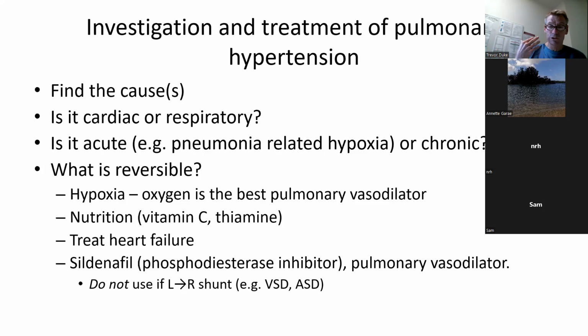I think it's always important to ask this, because usually in children with pulmonary hypertension, there's a bit of it that's not reversible, and there's part of it that is reversible. It might be reversible by treating the pneumonia, or by giving oxygen and treating the hypoxia, or by giving some nutritional supplements if the child's vitamin C deficient.